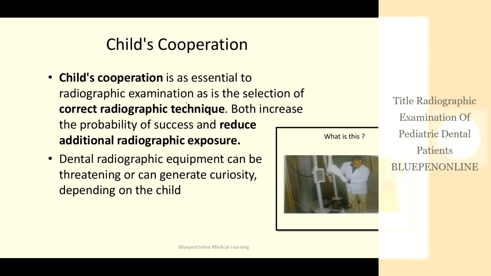Now in case of children, child cooperation is very much essential in order to obtain a radiograph. So it mainly depends upon the selection of the correct radiographic technique, and it increases the probability of success and reduces additional radiographic exposure. This machine can always be threatening to the patient, and can even develop anxiety as well as curiosity in the child. So always introduce the machine to the child and desensitize them.